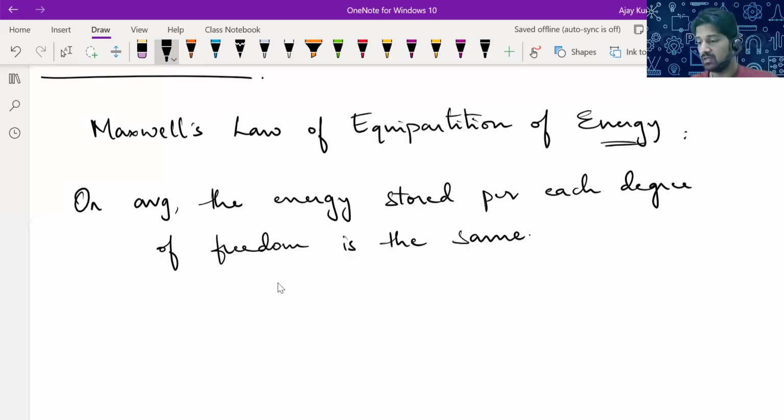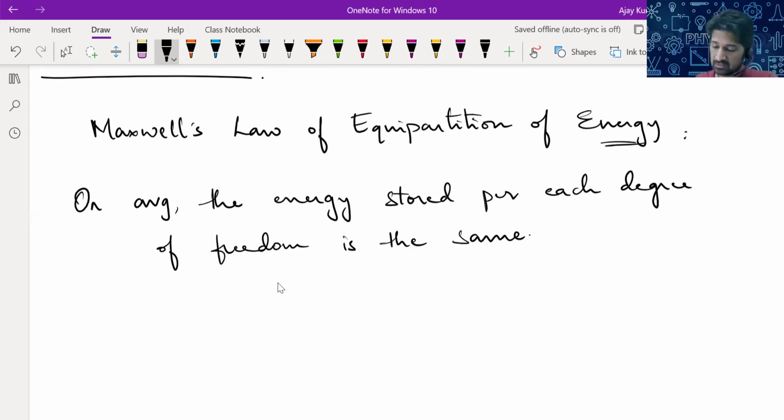It doesn't mean every molecule stores the same amount of energy in every degree of freedom. No, some molecules may be having velocity only in the x direction. So they have only kinetic energy due to translation along the x direction. They don't have kinetic energy due to Vy or Vz. That could be happening with some molecules. But some molecules may only be having energy due to velocity in the y direction, right? So if you average it for all the molecules present in a container, you will see that the energy stored per each degree of freedom is the same.